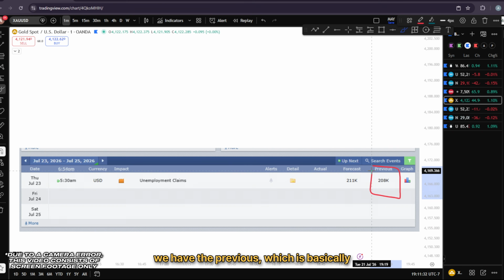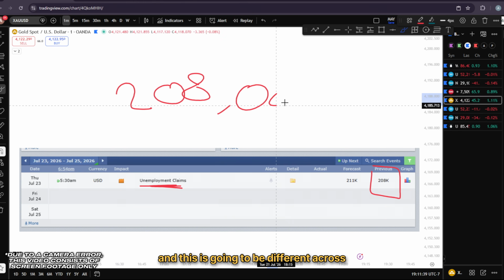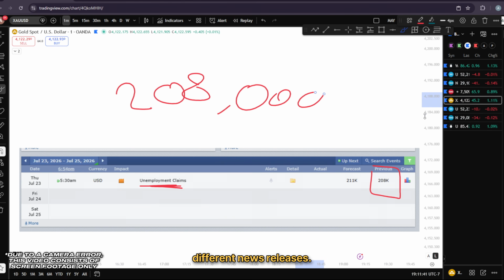We have the previous, which is basically showing us how many people claimed unemployment last time. So 208,000, right? And this is going to be different across different news releases. Some of them are going to be based around inflation or stuff, and they'll be based in percentages. Some of them are points, as in 50.0, 49.5, and so on and so forth.